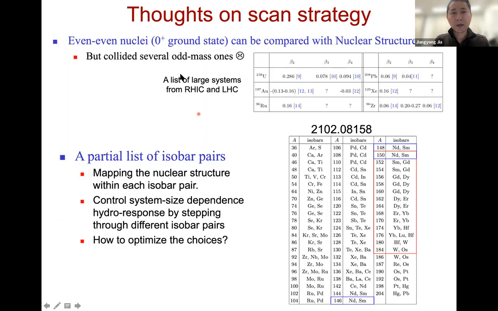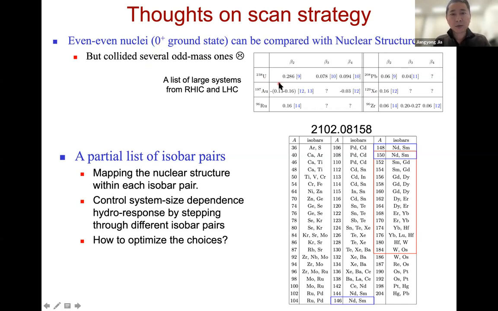And so in the past, in heavy-ion collisions, we only collided a few species at the RHIC and LHC. We really didn't do a scan. And unfortunately, some of the colliding species like gold 197 and xenon 129 are odd nuclei. So in other words, the ground state is not the zero plus. That means the rotational spectrum is very complicated, and it's very hard to infer the shape information.